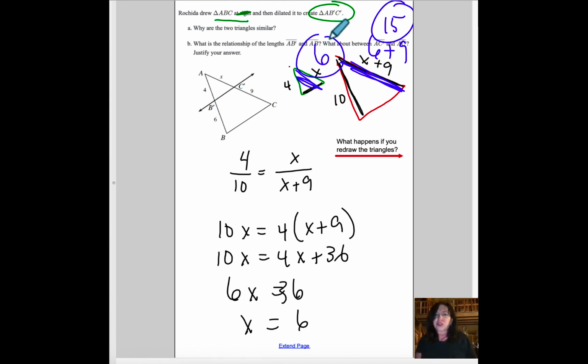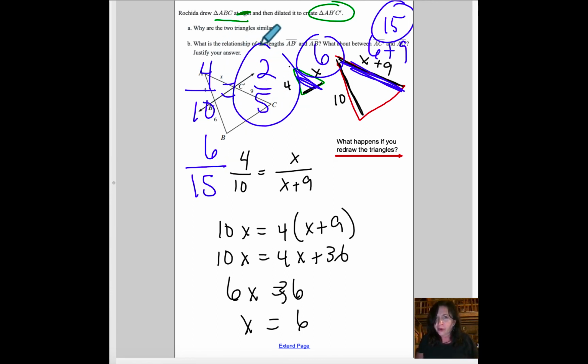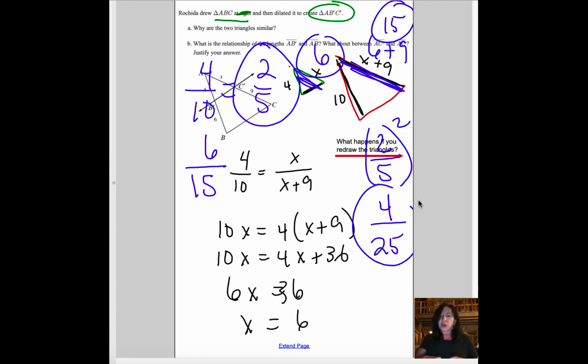Now, if I asked you what the scale factor was, you would tell me 4 is to 10. You could also say 6 is to 15. Either way, when you divide and reduce that, you're going to get 2 over 5. And that would be my scale factor. That would also be my ratio of perimeters. And if I were to ask for the ratio of areas, I would square that and I would get 4 over 25, which would be the ratio of areas.